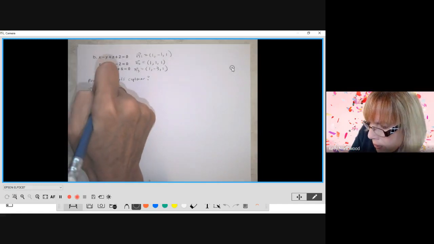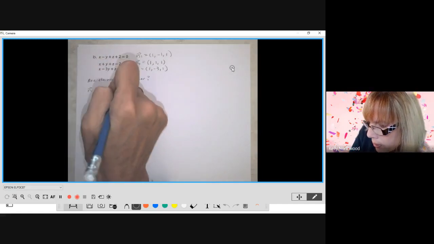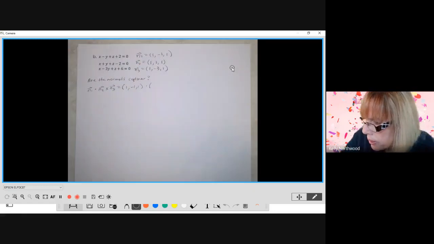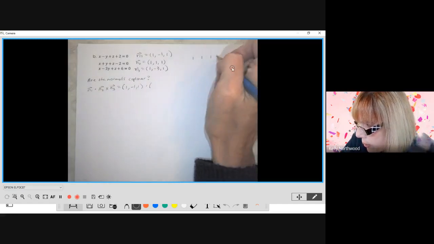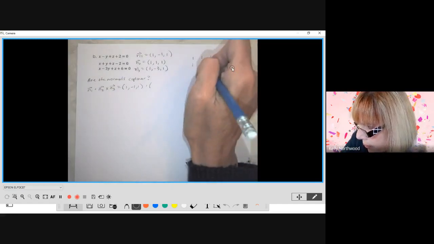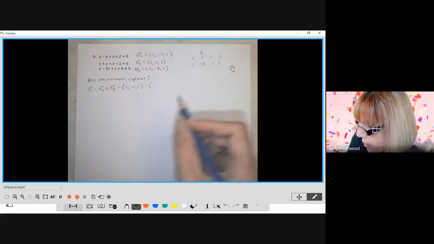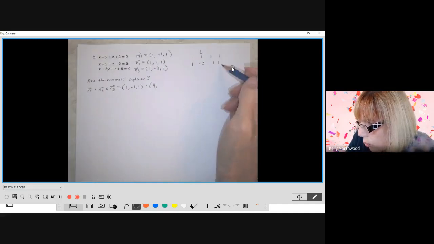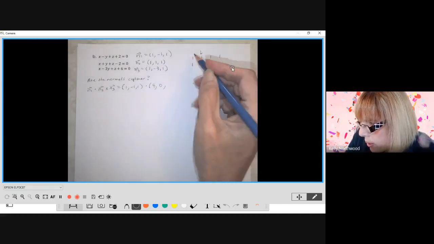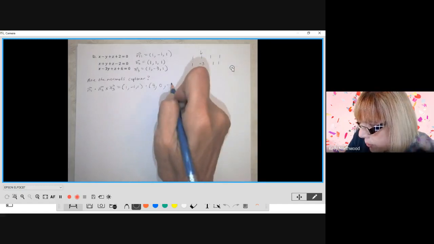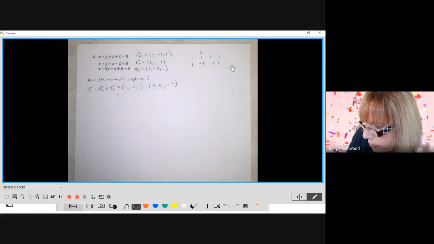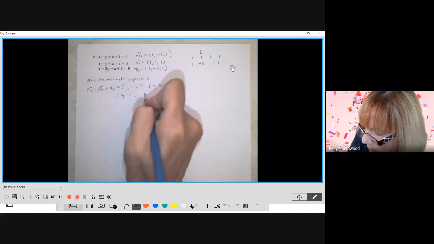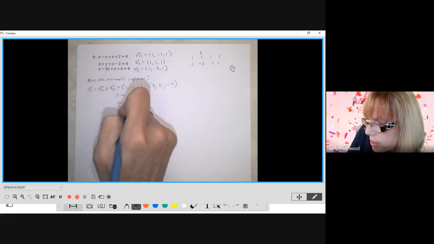So find our cross product of n2 cross n3. So it's going to be 1 minus negative 3, which is 4. 1 minus 1, which is 0. Negative 3 minus 1, which is negative 4. And then if we dot those, we're going to get 4 plus 0 minus 4, which is 0.